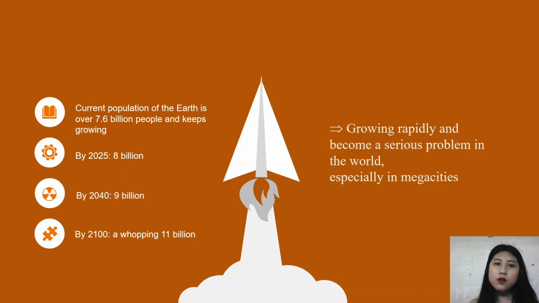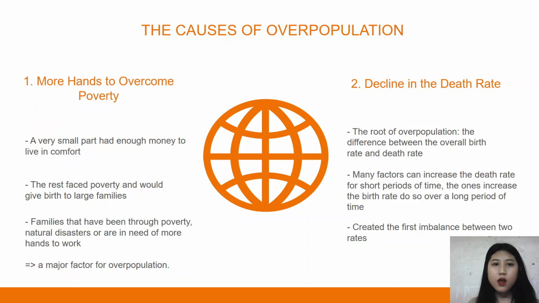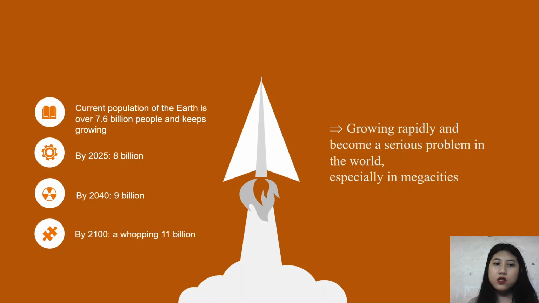Overpopulation is growing rapidly and becoming a serious problem in the world, especially in megacities. People from villages and small towns are migrating to urban areas in search of employment and a better standard of living. As a consequence, urban areas are becoming overpopulated and are facing a lot of problems. When we're talking about overpopulation, we should first understand the causes of it.